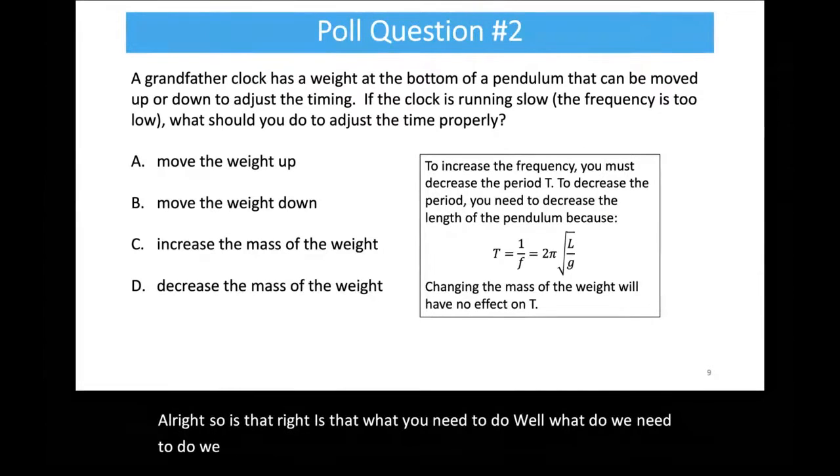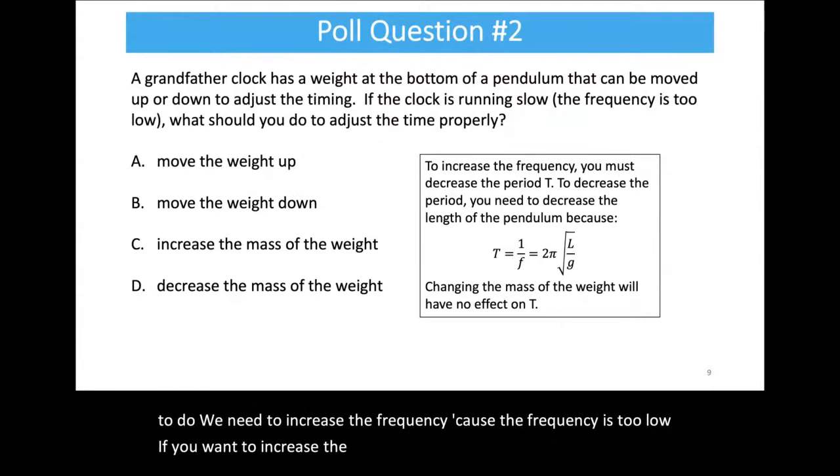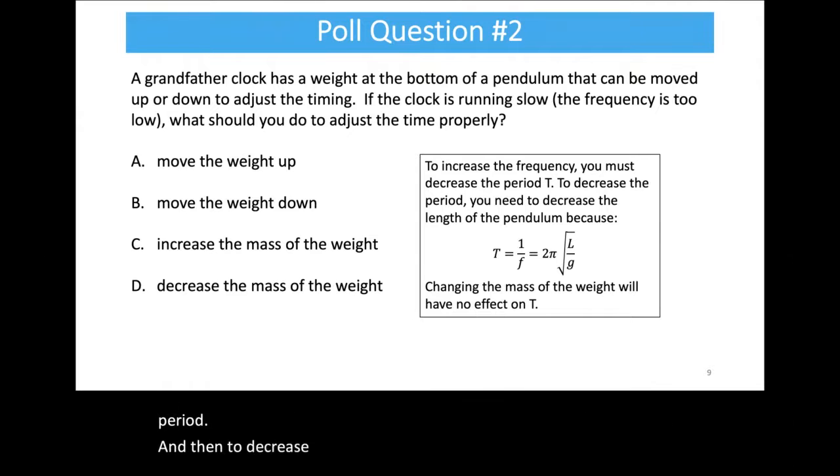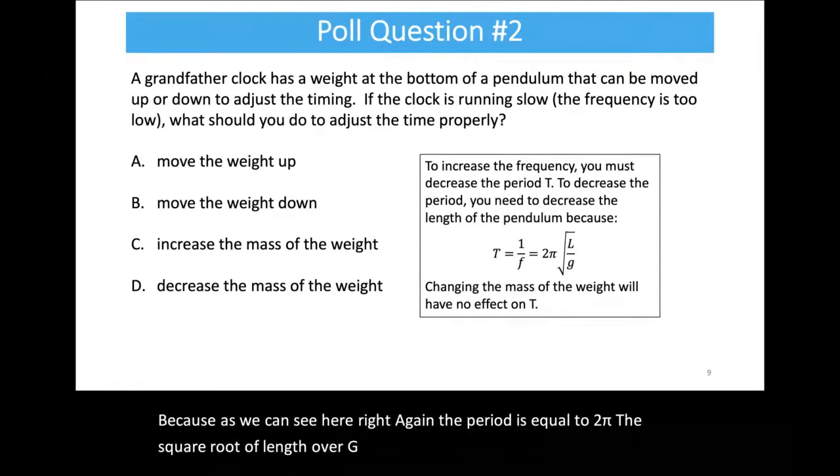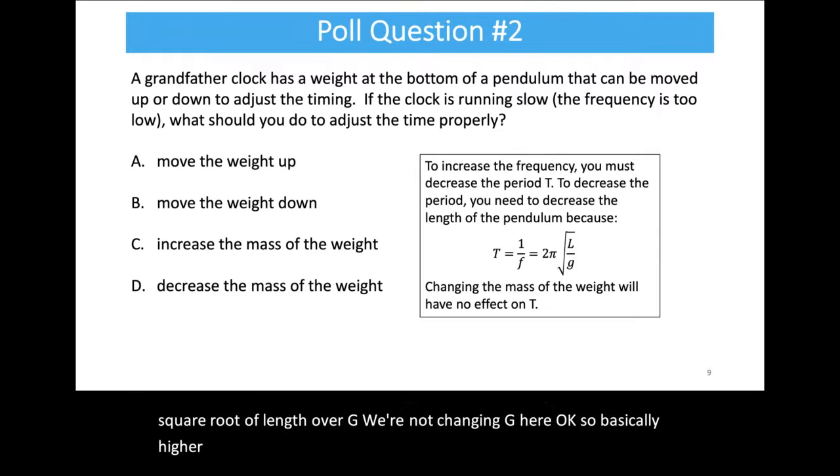We need to increase the frequency because the frequency is too low. If you want to increase the frequency, you need to decrease the period. And then to decrease the period, you need to decrease the length. Okay? Because as we can see here, right? Again, that period is equal to 2 pi, the square root of length over g. We're not changing g here, okay? So basically higher frequency, smaller period, shorter length, okay?